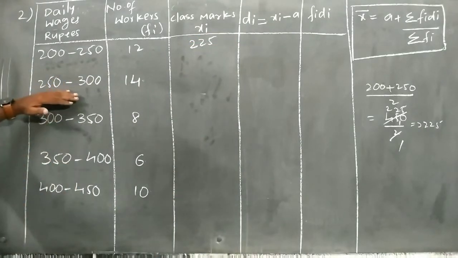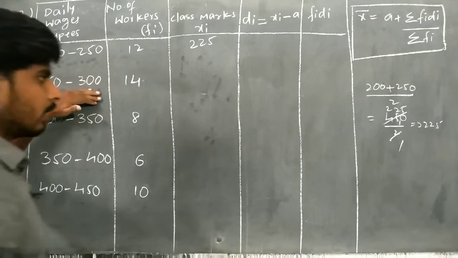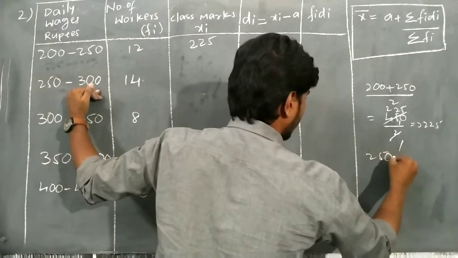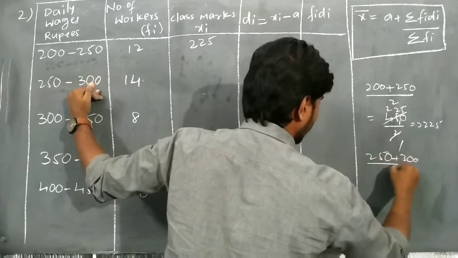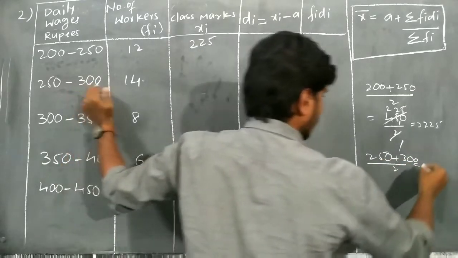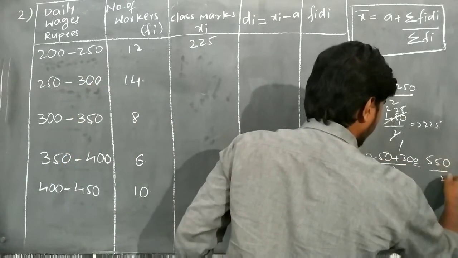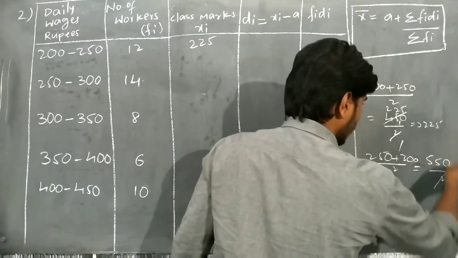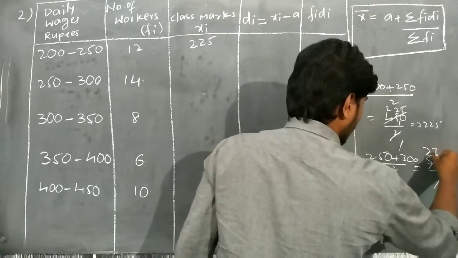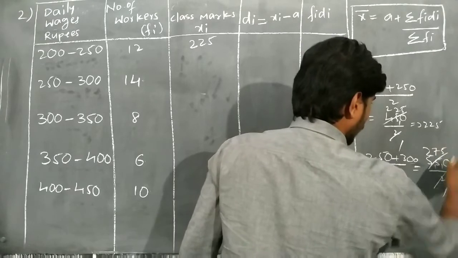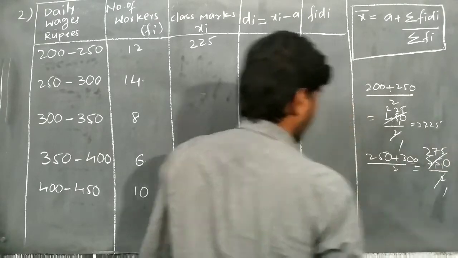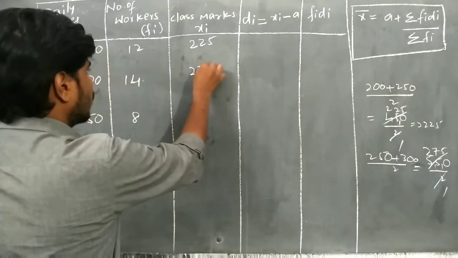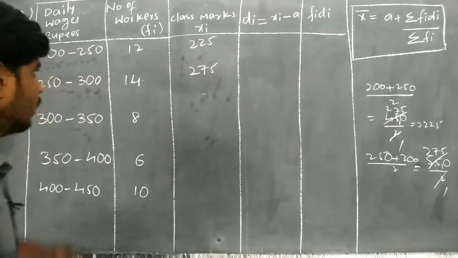Next, coming to this: 250 plus 300 by 2, it is nothing but 550 by 2. 2 fives are 10, 2 sevens are 14, 2 fives are 10. So what is the remaining here? 275 is the class mark for this.